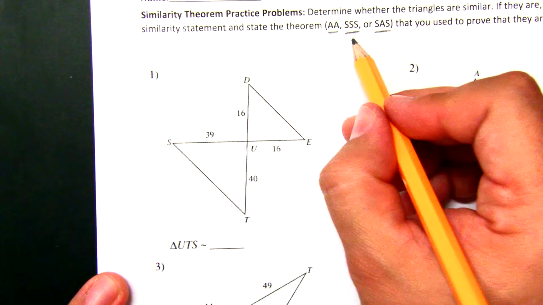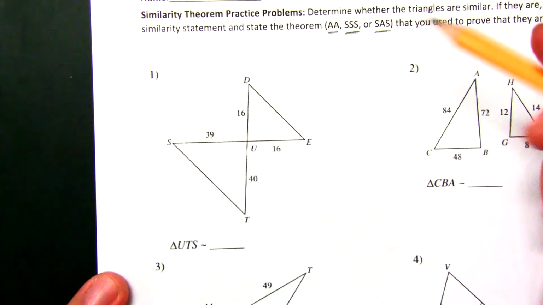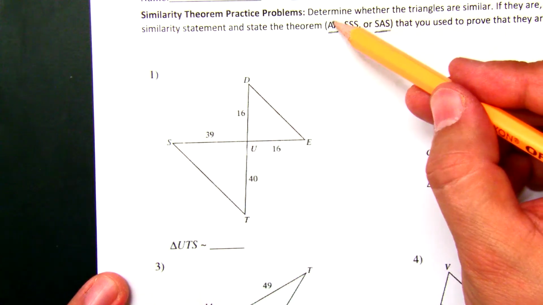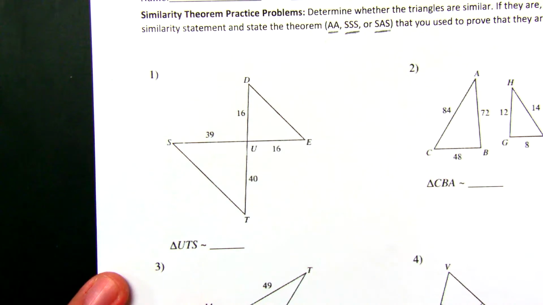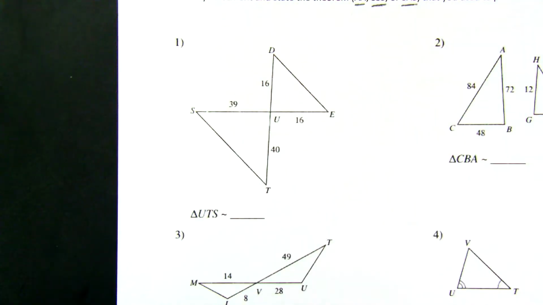I didn't write AAA. Why not? Because AA is the same thing, right? If we know two pairs of angles are congruent, we don't care about the third one because that one kind of comes for free. Okay. So what are we supposed to do here?